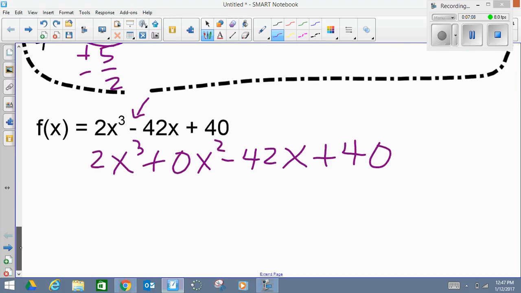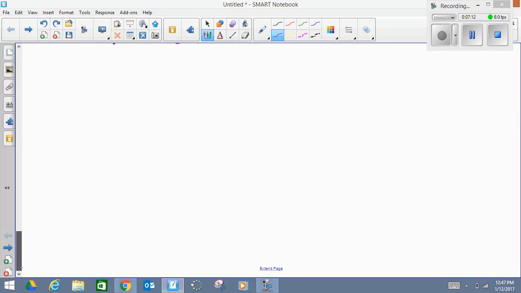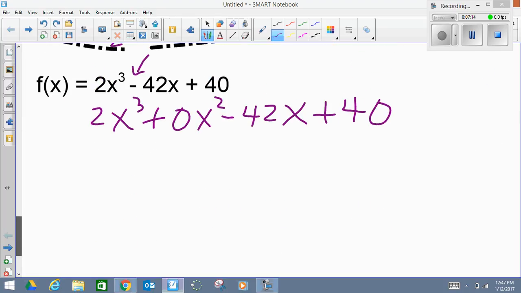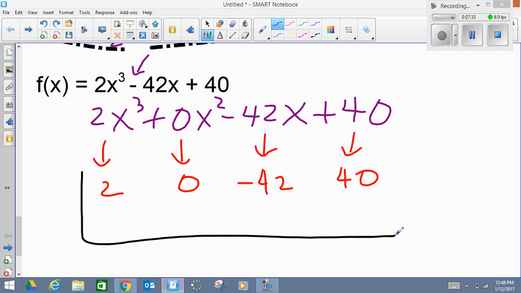All right, so let's start using synthetic division. First step. All the coefficients. 2, 0, negative 42, positive 40. My box divided by. I'm going to divide that, and I said that I was going to bring my first value was a 1. So let's try the 1 and see if it works.